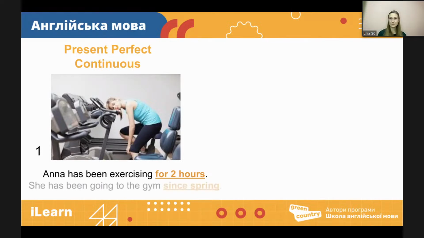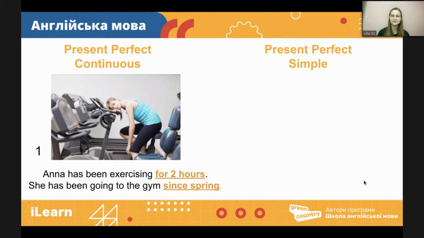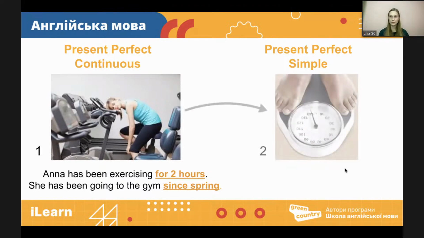Now, let's try to think what actually could be the results that this girl achieved. Again, any sentences, this time possibly in present perfect simple, or just present perfect. So what could it be? What has she achieved? I can show you some pictures to help. So any of your ideas?